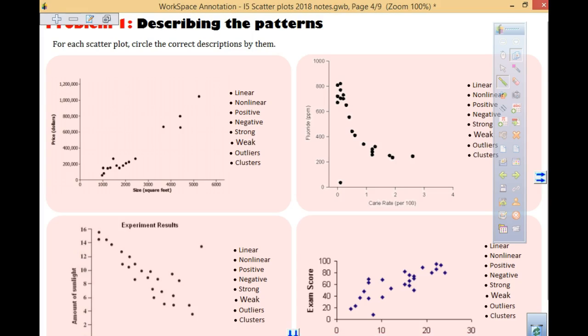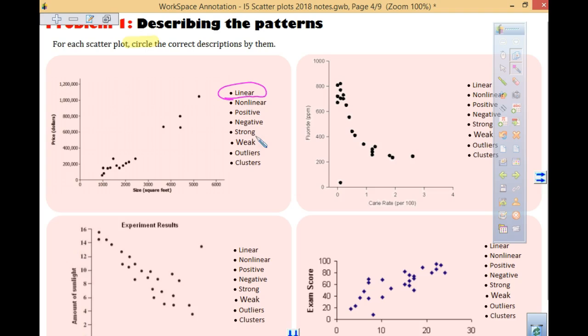So you're going to be asked to describe the data. Right now to the side, you see a bunch of words, okay? You need to circle the descriptions that you think fit. So does this look linear? Yeah. So we want to circle linear. It can't be both linear and nonlinear, right? It has to be one or the other. Okay, so now you are circling this.